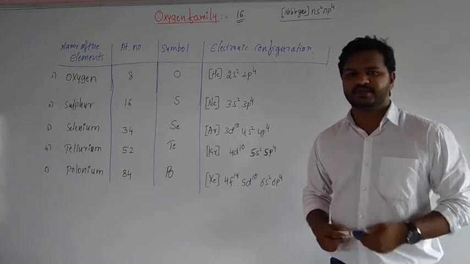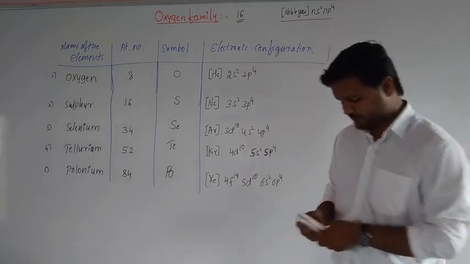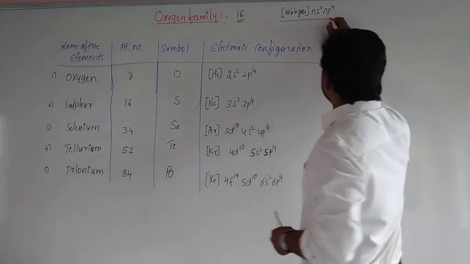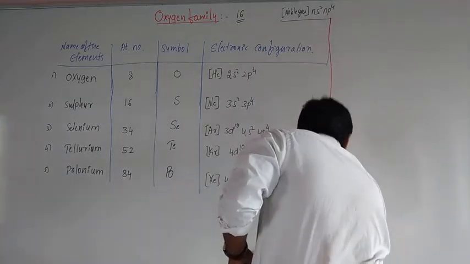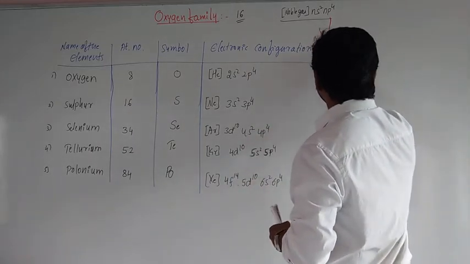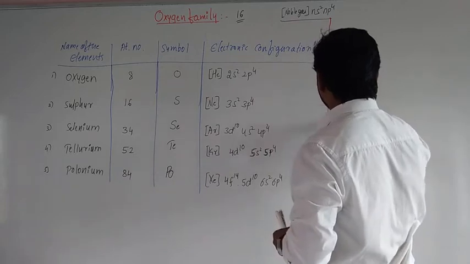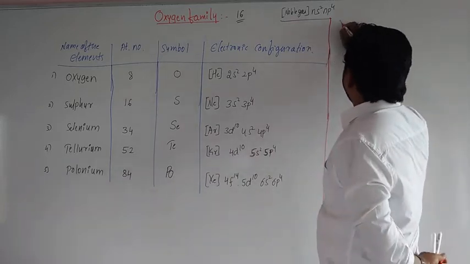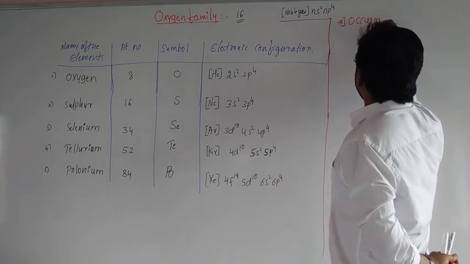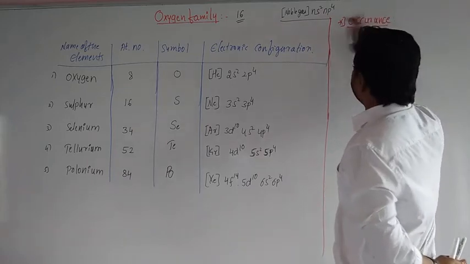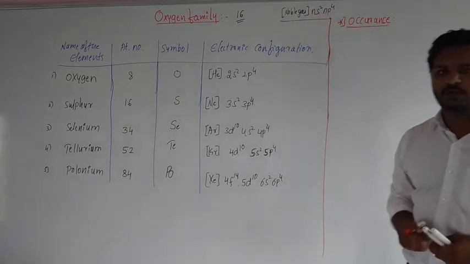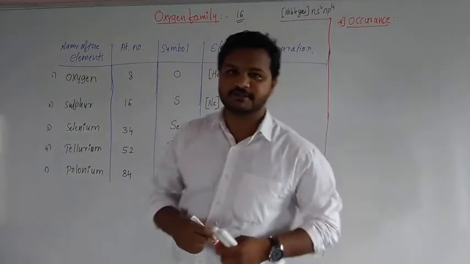And the next one, students, occurrence. Next one, occurrence of the group 16 family. Okay, I will write here. Students, here group 16 family members' general electronic configuration is noble gas ns2 np4. Okay, and next one occurrence.